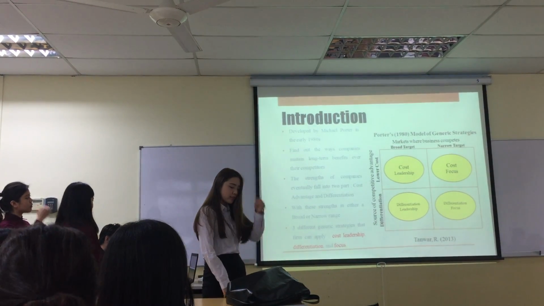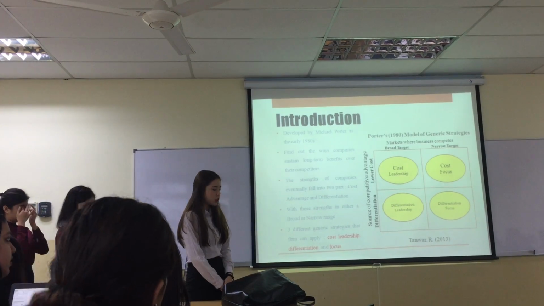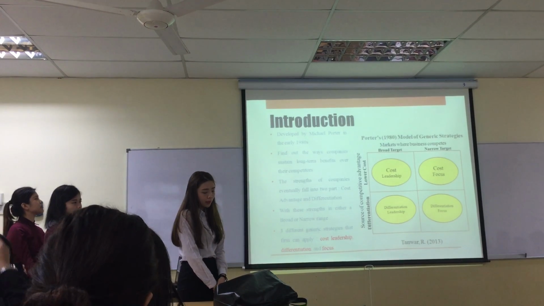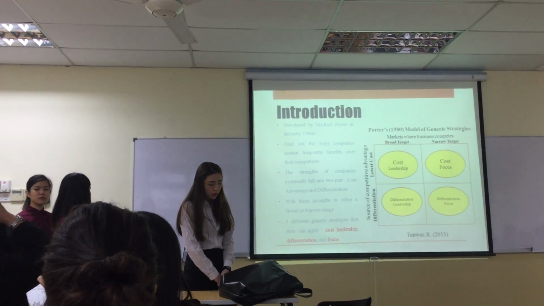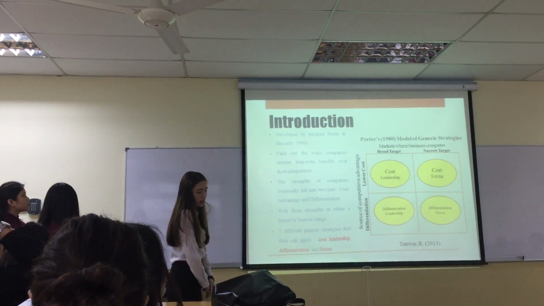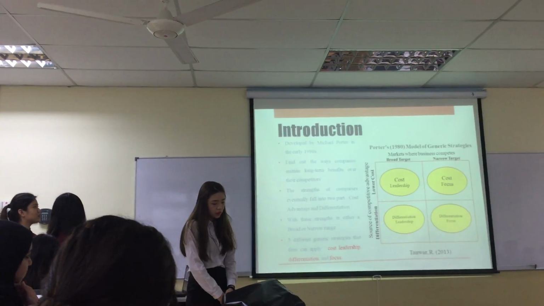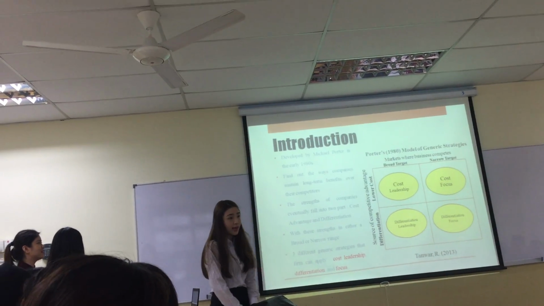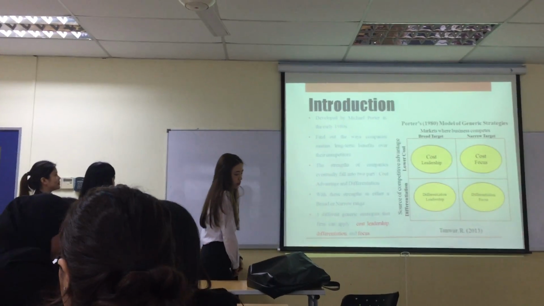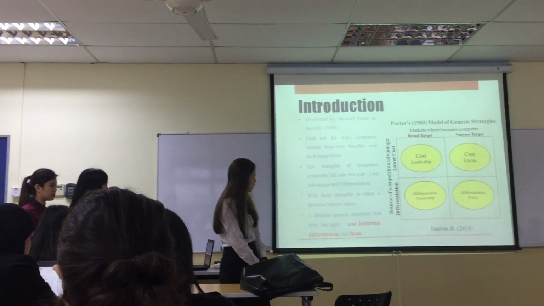Porter's generic strategy was developed by Michael Porter. He is an economic researcher. In the early 1980s, he set out to find out the way companies maintain long-term benefit over their competitors. He argued that a firm's strength eventually falls into two parts: cost advantage and differentiation. By applying this strength in either a broad or narrow range, there are three different generic strategies that firms can apply, which are cost leadership, differentiation, and focus.